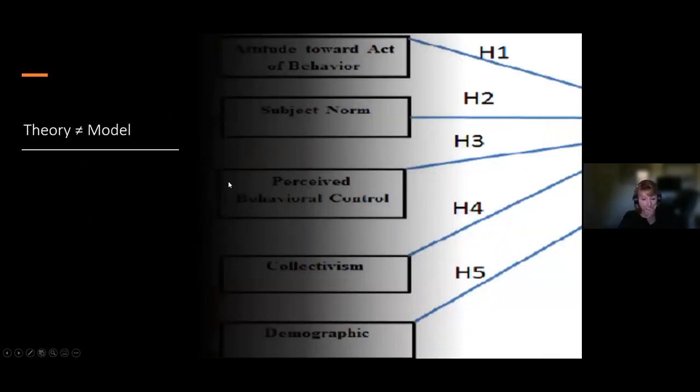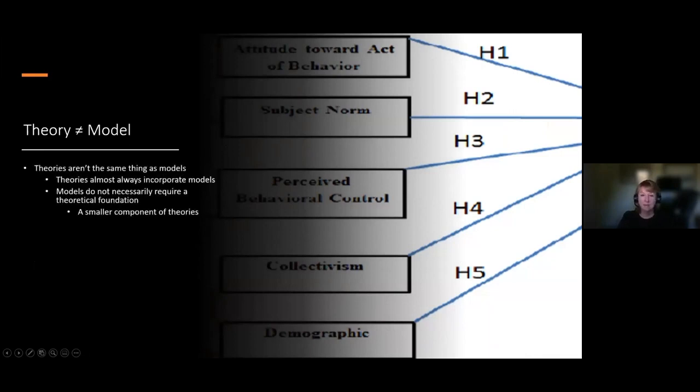So let's talk some more about theory and models. Theories aren't the same thing as models. They almost always incorporate a model. So a model is a way of showing a theory and making it understandable to the audience, but it's really a smaller component of theories. And you can put together a model that's totally atheoretical. So models don't always necessarily require a theoretical foundation. A theory is larger than just a model, but often we show it as a model.